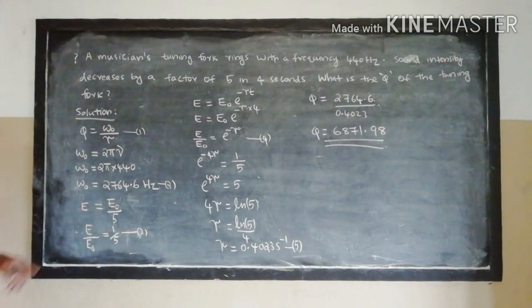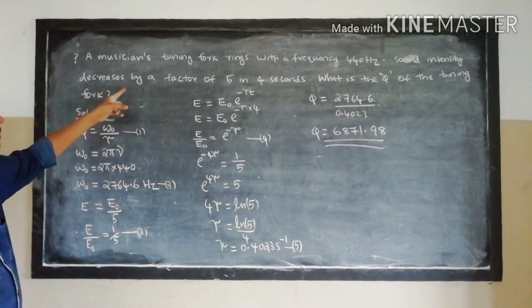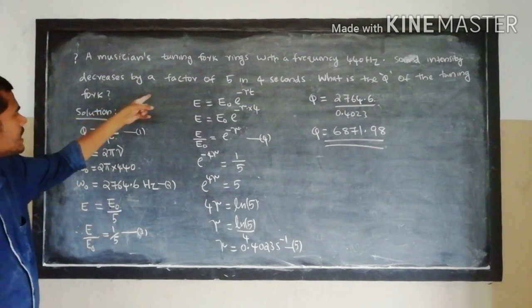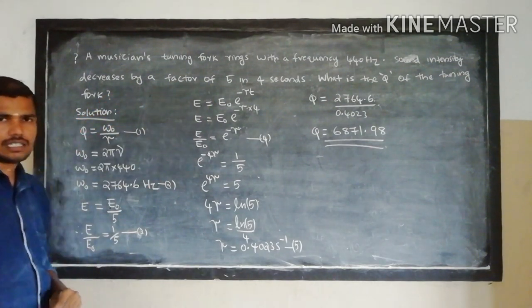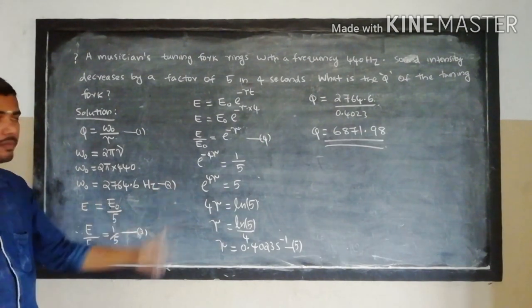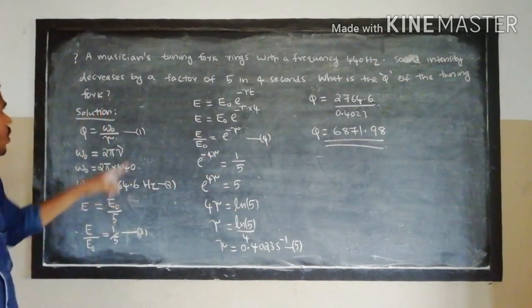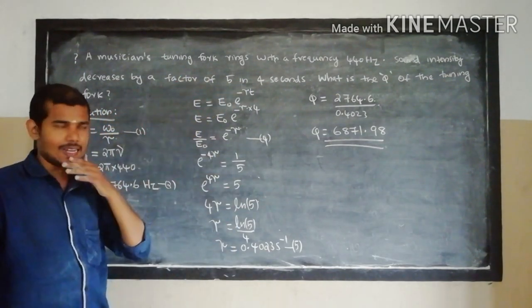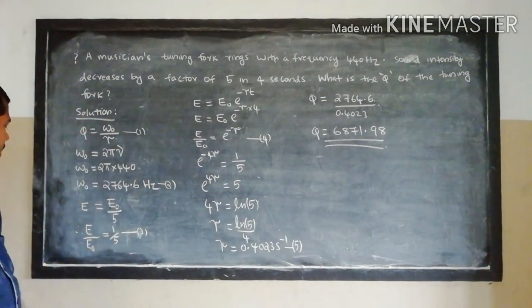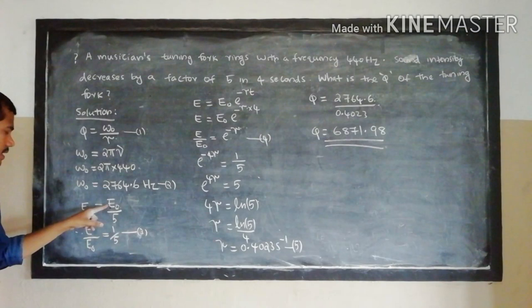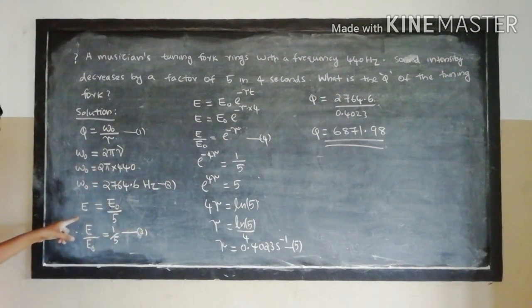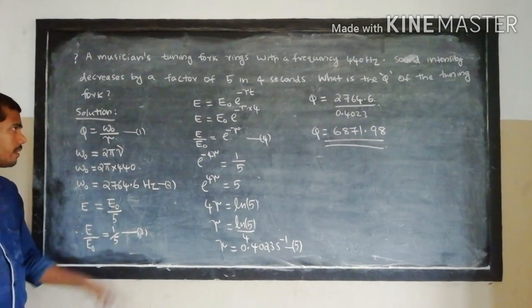In the question, it is given that intensity decreases by a factor of 5 in 4 seconds. Energy is directly proportional to intensity. So here, energy also decreases by a factor of 5 in 4 seconds. Instead of sound intensity, we can use energy also. Therefore, if the initial energy is E0, within 4 seconds it is decreased by a factor of 5. So we can write E is equal to E0 by 5. Therefore, E by E0 is equal to 1 by 5.